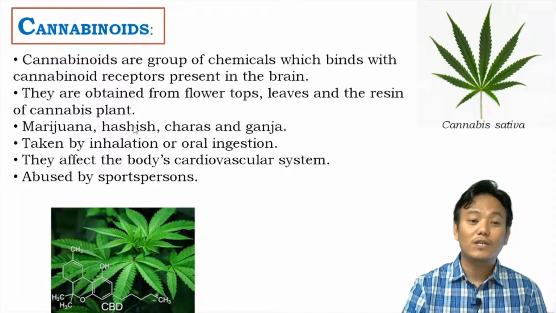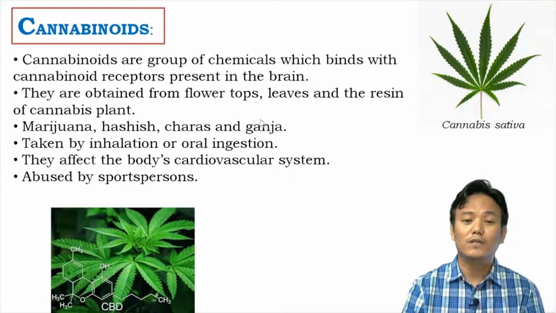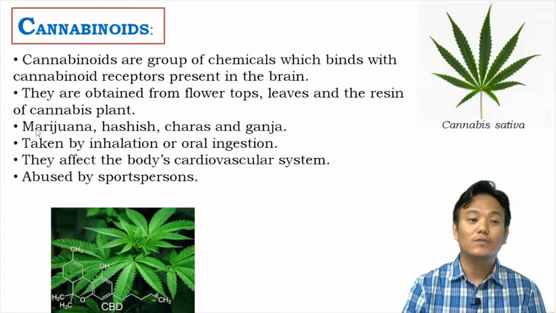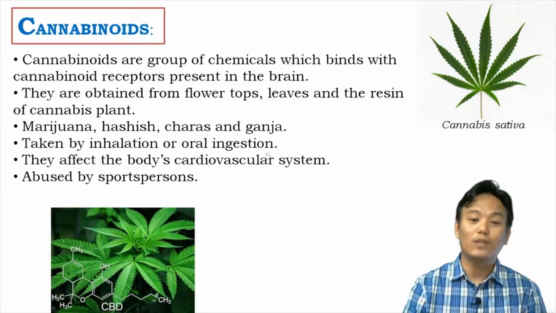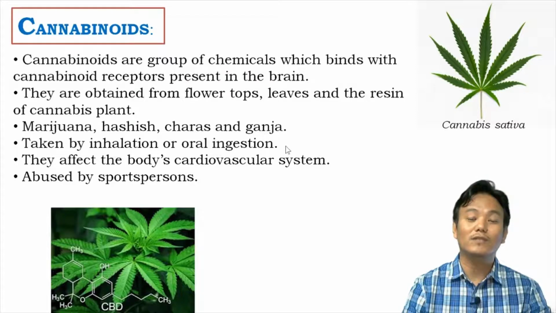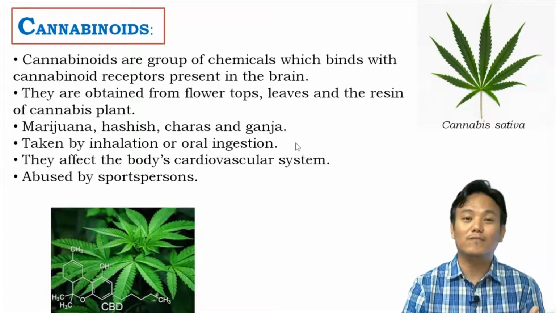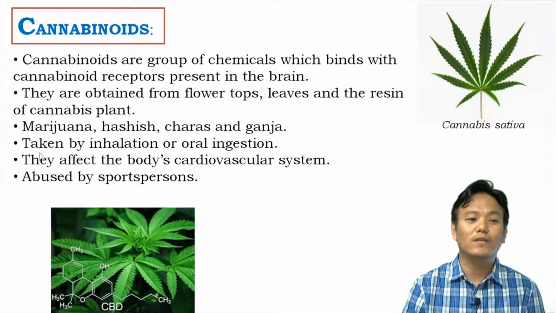Marijuana, hashish, charas, and ganja, you must have heard of from newspapers, or in movies as well. These drugs can be taken through inhalation, smoking, or oral ingestion. A person who abuses these drugs feels a sudden sense of happiness, passiveness, or a certain kind of inhibition is lost. That is the effect. But it mainly affects our body's cardiovascular system. And cannabinoids are said to be abused by sports persons as well.